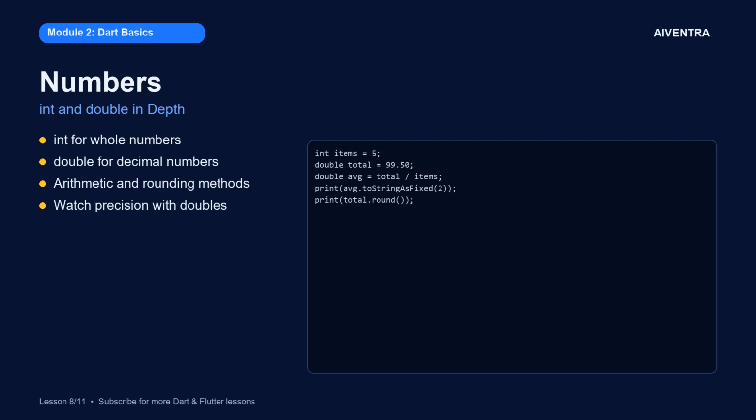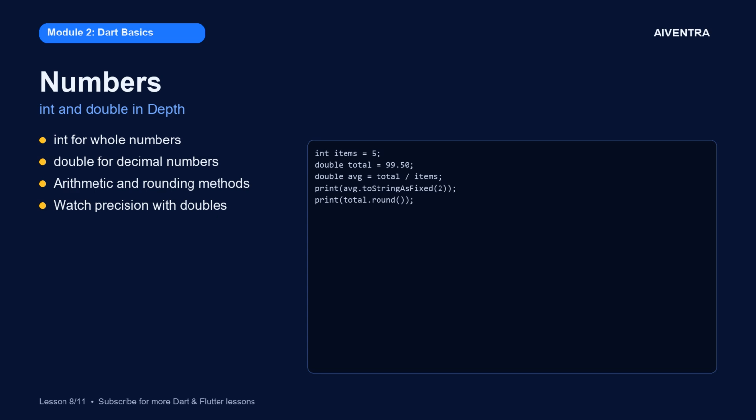Dart also provides num as a supertype of both int and double, and utility functions in Dart math for advanced operations like power, square root, and trigonometry. Whether you are building a calculator, a fitness tracker, or an e-commerce app, numeric logic will be part of your daily work. Practice converting between INTs and doubles carefully, and always think about which type best represents your real-world data.